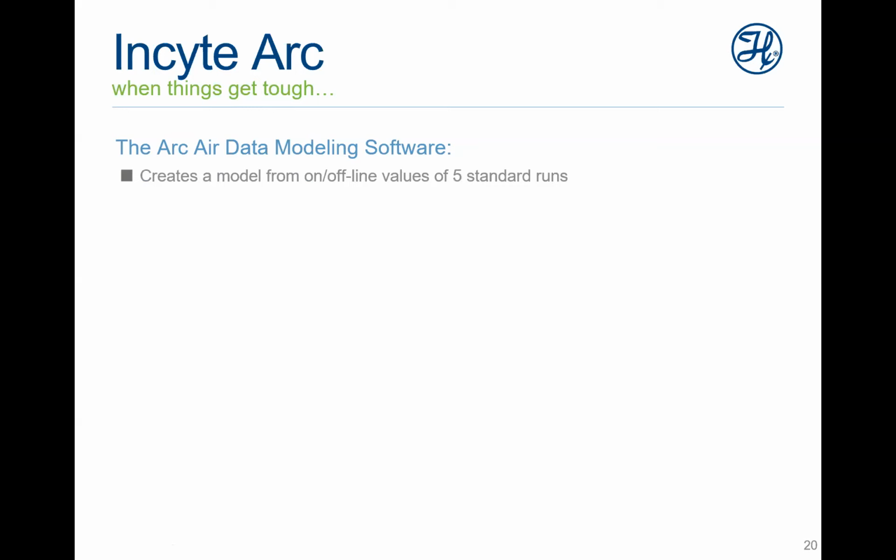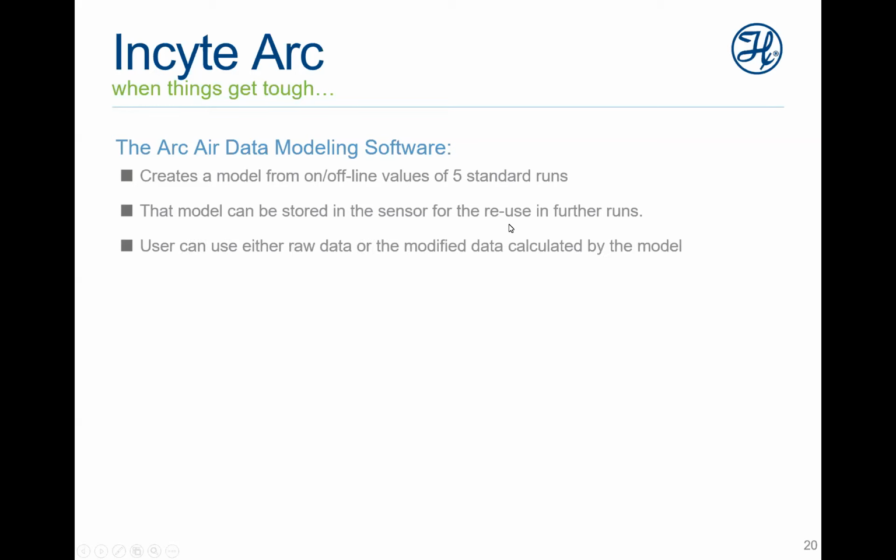In order to ensure a precise match of the measured values, in this case, we are offering a modeling software. We are offering the Arc Air data modeling software, which is free of charge, downloadable from our server. And for that software, you can create a model from on and offline values of 5 standard runs. And this model can be stored in the sensor head for reuse in further runs.